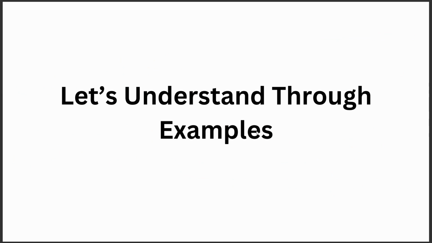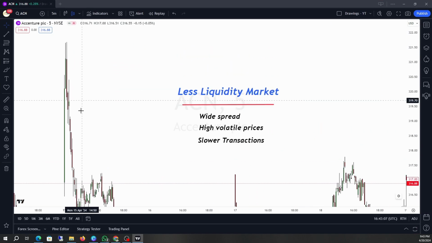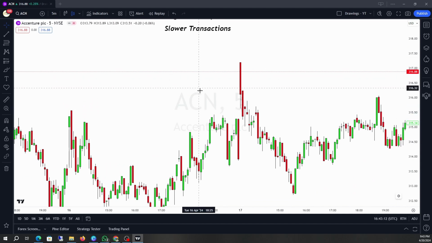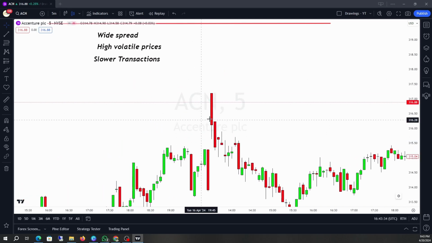So if we go to TradingView, we are on the ACN stock, and this is on the New York Stock Exchange. So in this case, if we look at the 5-minute chart, in a very good liquid market, there should be no gaps. But if we look at this, you can see there are huge gaps between the previous and the next candles. And because of this, we can see that there is a very high spread in this case, because there is not enough liquidity.